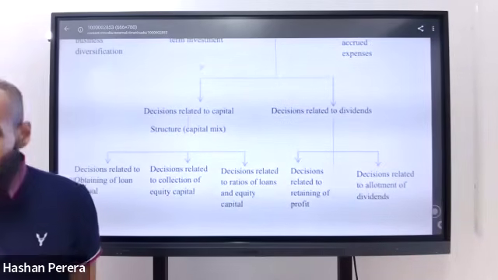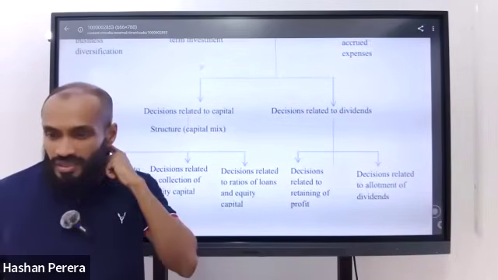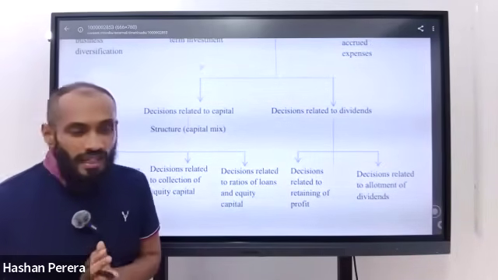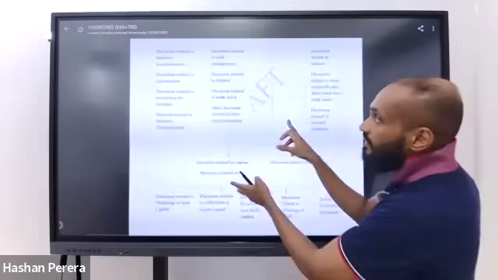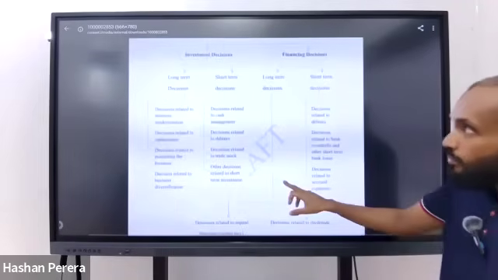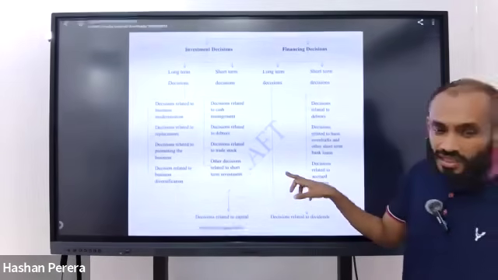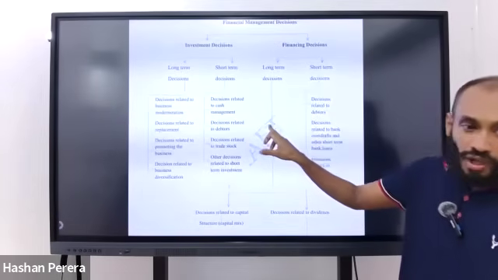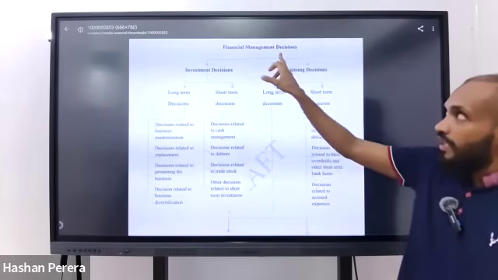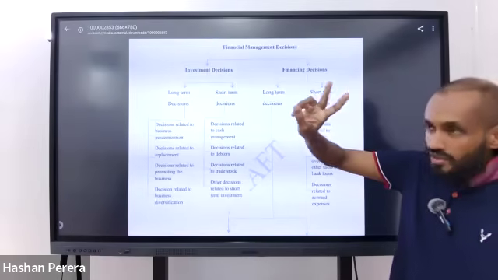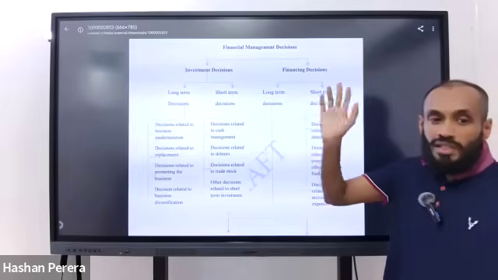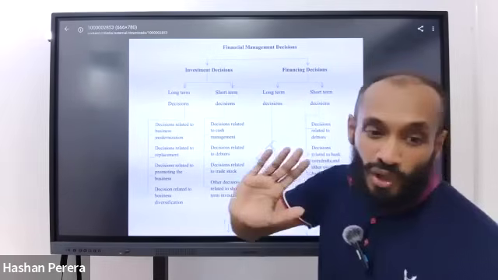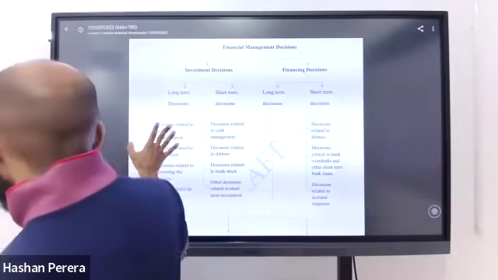At the same time, the allotment of dividends. Okay, just have the understanding, because I cannot just give you this chart and leave; that is not appropriate. So I will explain more clearly. But the main thing I wanted to explain: in financial management decisions, there are two decisions. What are they? Financing decisions and investment decisions. Both of them can be divided as long term and short term. Clear?